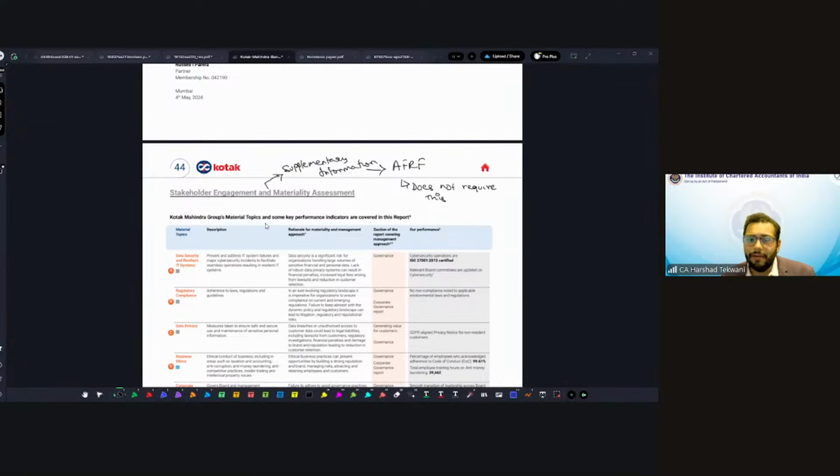So you tell me whether stakeholder engagement and materiality assessment is a part of the applicable financial reporting framework. Yes or no? Yes, no, can't say. Whether stakeholder engagement and materiality assessment that is done by the management is part of the applicable financial reporting framework. Have you seen this in any other audit report? No, it is not part of the applicable financial reporting framework.